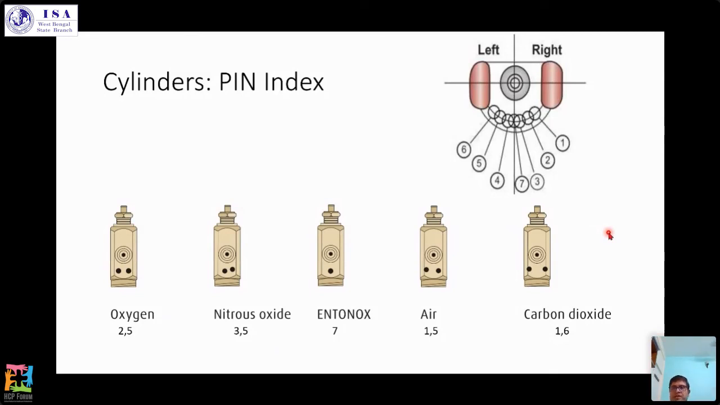Now, one important thing, if you are a very keen observer, you will see that carbon dioxide is 1 and 6, with one on the left, but air also has 1 and 5. So this one must be 1, which is on the left side, but here it says 1 on the right side. So it's a little confusing. This is on the cylinder valves, which are the holes, and this is on the yoke assembly, which are the pins. So they're going to be corresponding. On this one, it's going to point this side, and on that one, this side. Oxygen 2 and 5, nitrous 3 and 5, Entonox is 7 with a single pin.